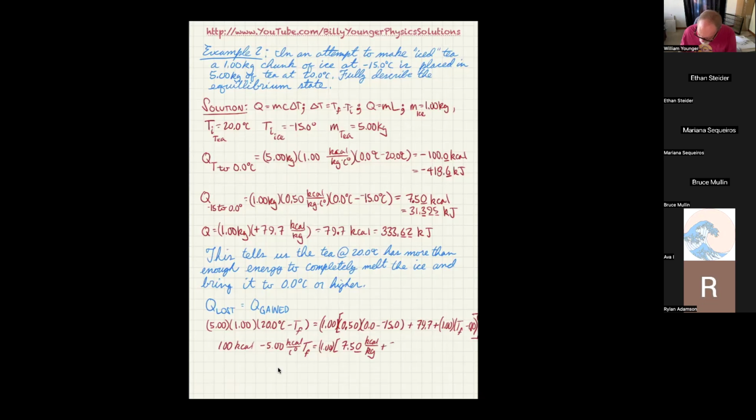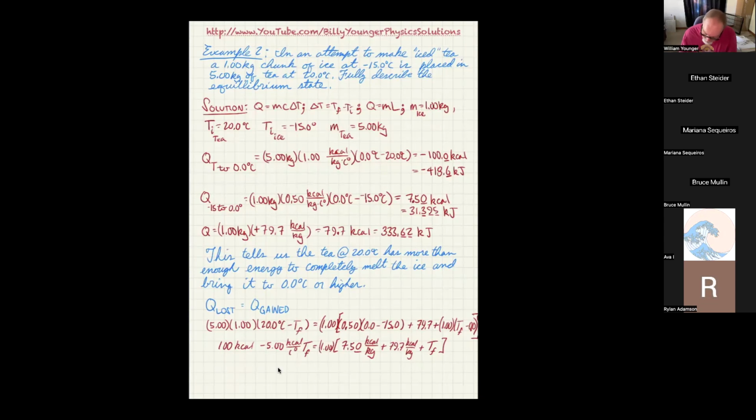I have plus 79.7, and that is again kilocalories per kilogram. And then finally, 1 times TF is just going to give me plus TF, and then 1 times 0 is going to give me 0. So I'm essentially done there. Now I can say multiply through by the 1, and clearly, since it's 1, it's just going to become 7.50, 79.7, and TF. So I can now get all the TFs on one side.